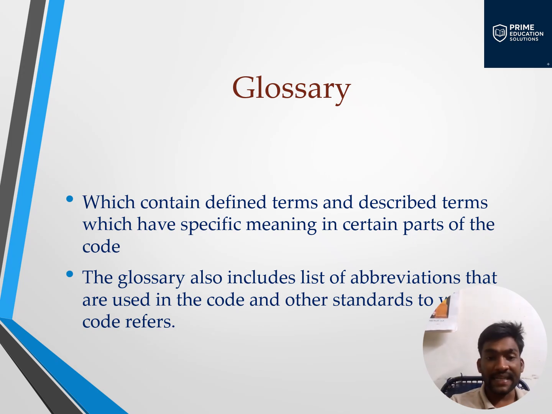Now let us understand the glossary part of the Code of Ethics, which contains the defined terms, describing terms which have specific meaning in certain parts of the code. Glossary also includes a list of abbreviations that are used in the code and other standards that the code refers to. It means this glossary part contains the terms which are used in the Code of Ethics, their meaning, and also the abbreviations, the shortcuts, that are used.